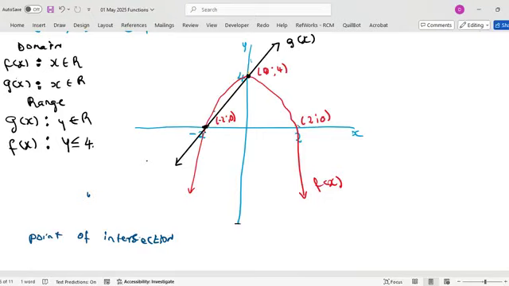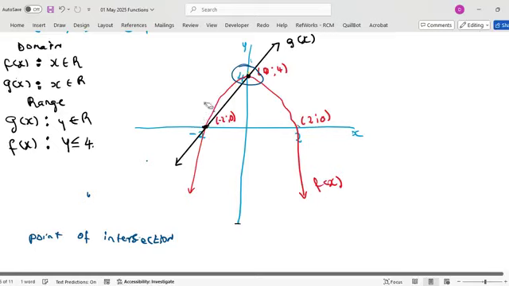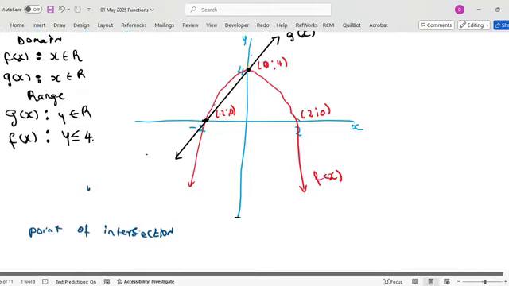Now, I'm going to say yes also. The point of intersection is where the graphs are crossing each other. So at that point, the graphs are crossing each other, and also at that point, the graphs are crossing each other. So those 2 points, they are called the point of intersection. Now, how do I find the point of intersection where the graphs meet or touch each other?